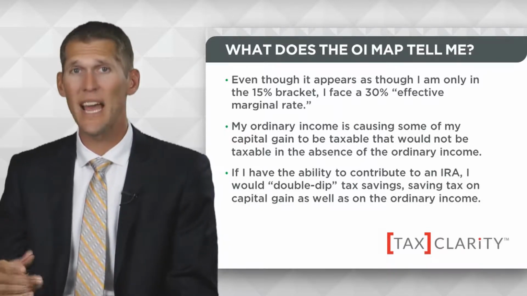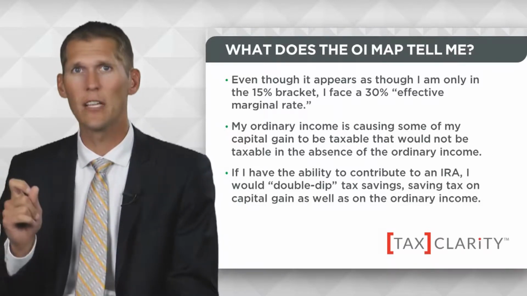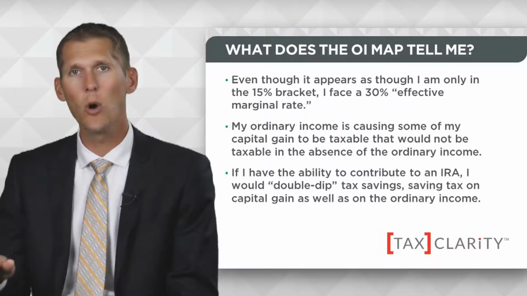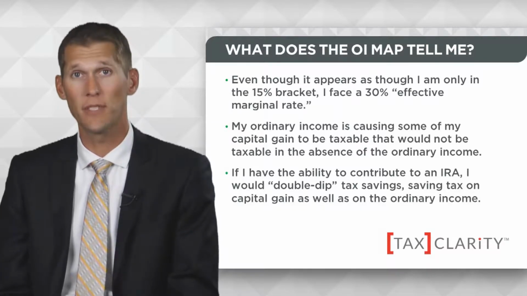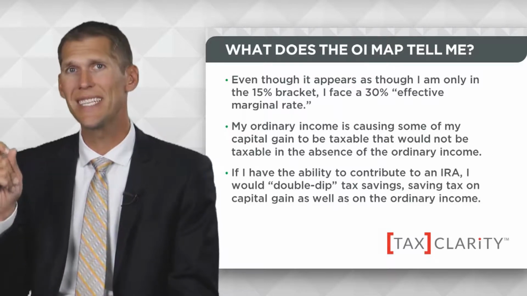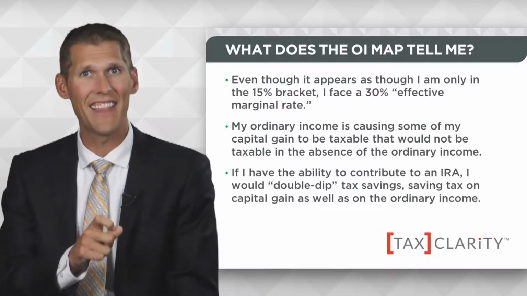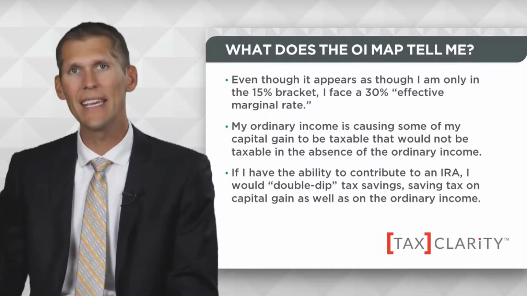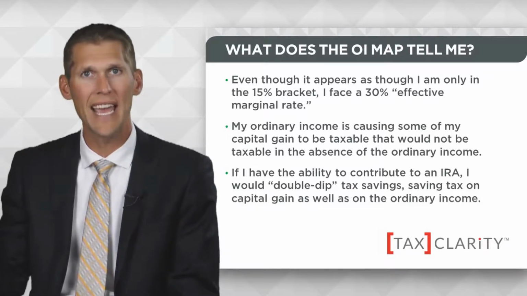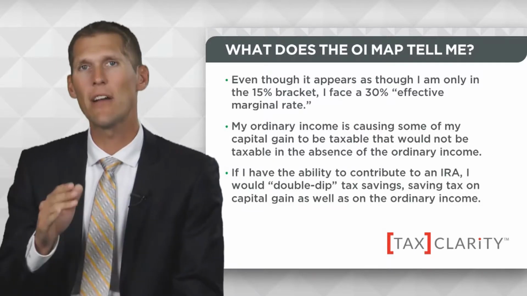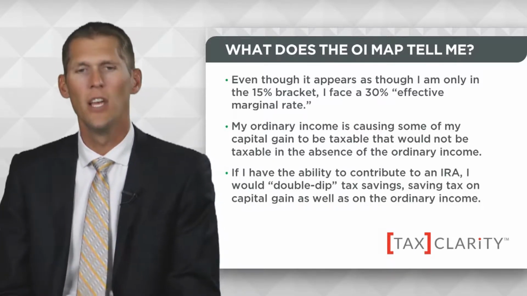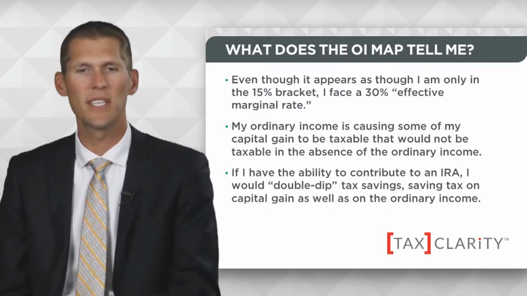Now, on the flip side of the coin, if I contribute a dollar to an IRA, I'm lowering the amount of ordinary income that shows up on the return. So I'm not just saving the tax on that dollar that goes into the IRA, I'm also dragging a dollar of capital gains that would have been taxed at 15% back down into that 0% range. So this is a real case that happened to me just this spring.